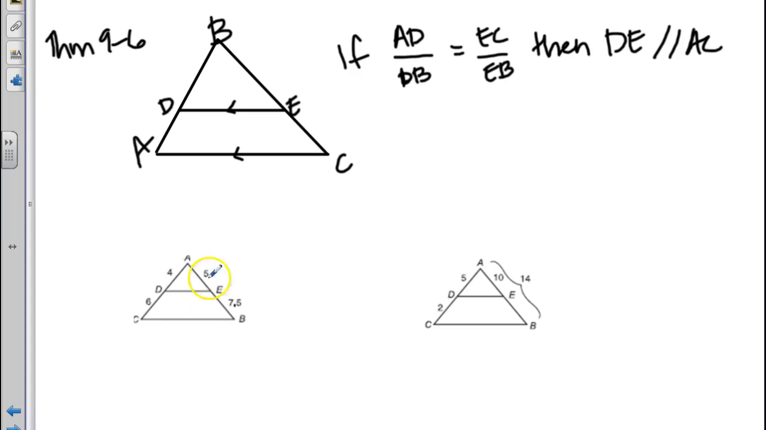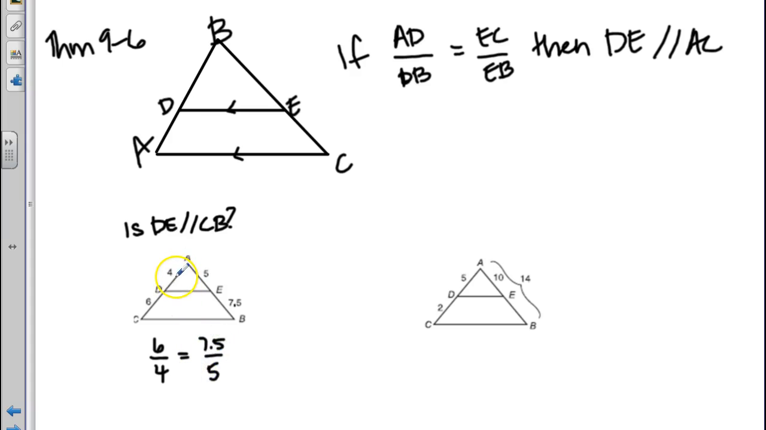All right, so let's run down here and look at this. So let's see if DE is parallel to CB. So that's our question. Is DE parallel to CB? So yes or no here. All right, and the same question on this one. So if it is, then 6 over 4 has to be equal to 7.5 over 5.